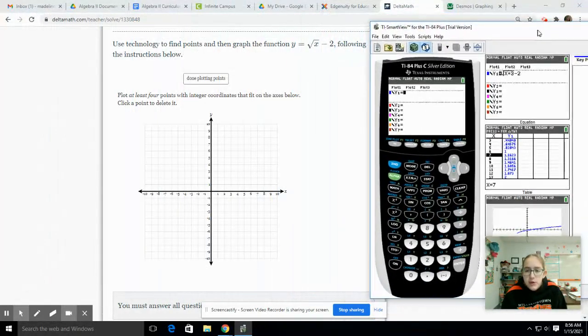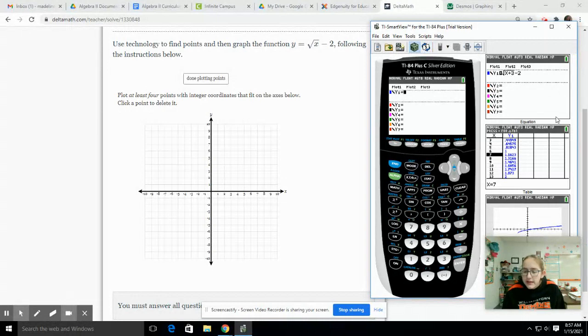So this is what I'll be teaching my kids in the classroom to do today on the calculator. So I'm going to show you exactly how to do it on the calculator here. If you have a calculator at home, you can follow along with these steps. If you don't have a calculator at home, that's going to be the next part of this video.